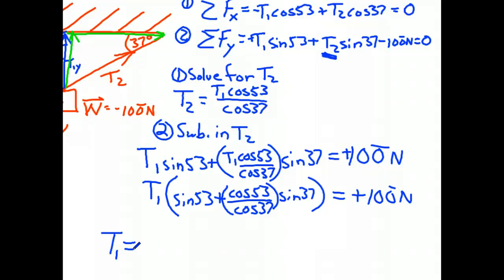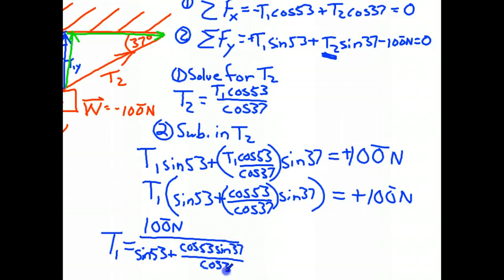All right. So T1 is 100 newtons divided by, I have to write this all out again, sine of 53 plus cosine of 53 sine of 37, all divided by cosine of 37. Okay, and the answer then for T1 would actually be 79.9.